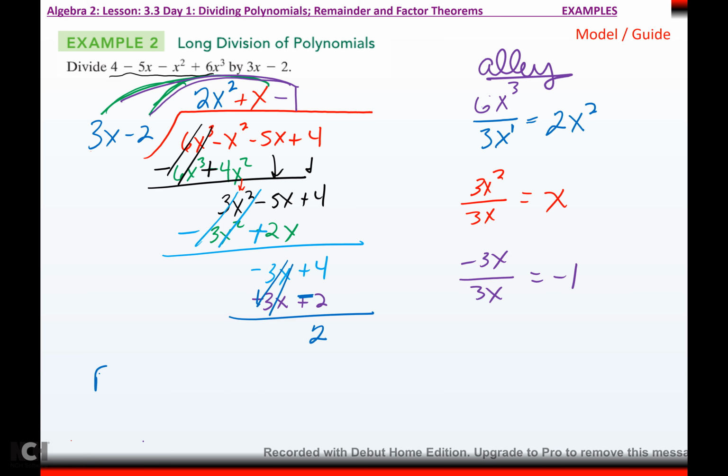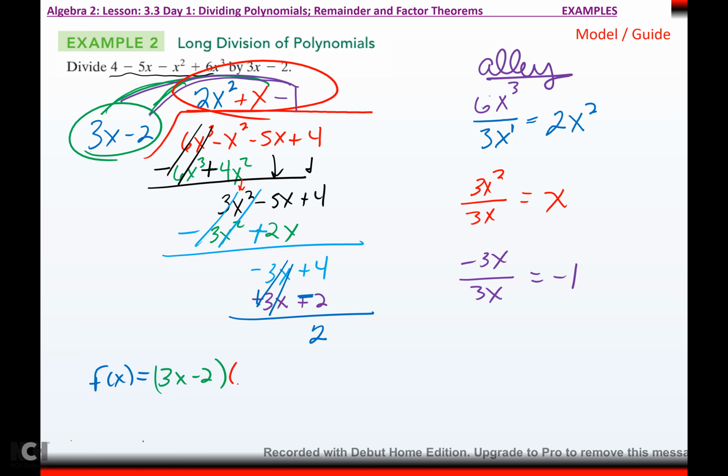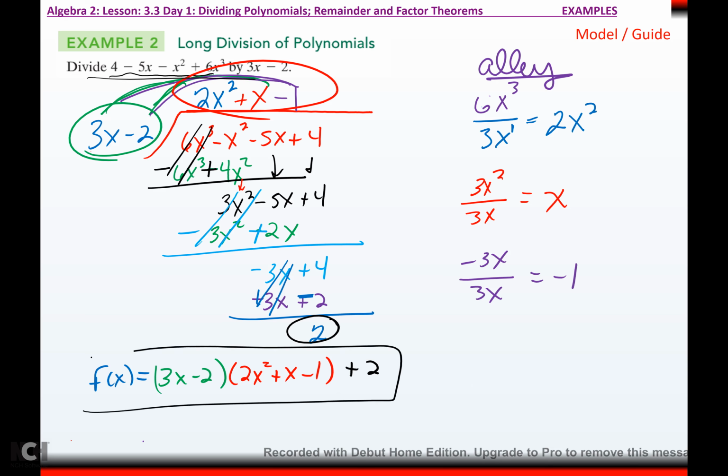But we can say that my function is my divisor, 3x minus 2, times my quotient, 2x squared plus x minus 1, plus my remainder. And if you multiplied this back out and combined like terms, you would get this polynomial back. Okay? This would be my solution.